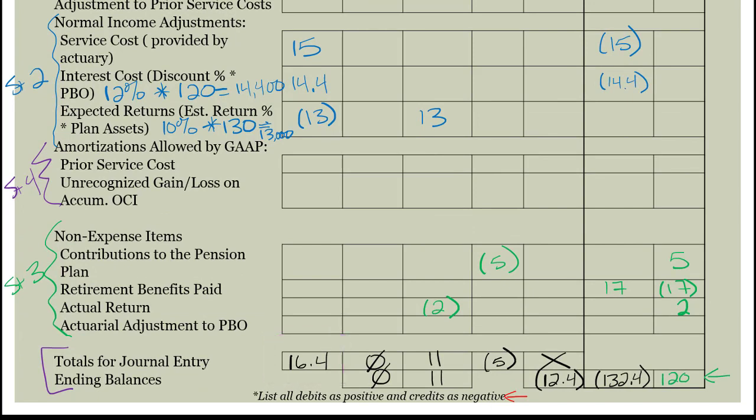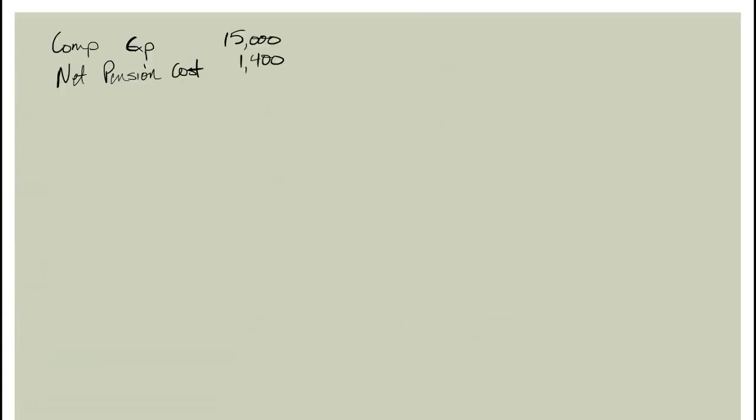the bottom. Now that we've accounted for the pension cost, that's 16.4 thousand, now we're going to keep going along the line. So we have a debit to actuarial gain and loss for 11,000 and a credit to cash of 5,000. So let's go ahead and put that in here. We've got accumulated OCI, actuarial gain and loss for 11,000. And then we said we had a credit to cash of 5,000.